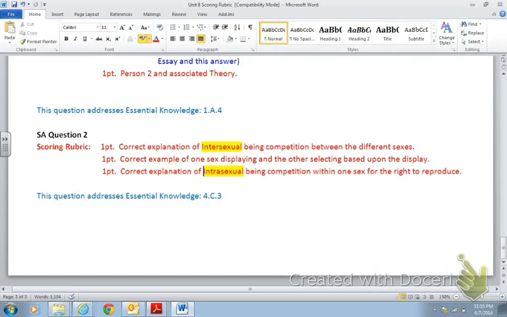Intrasexual, INTRA, think about that A as aggression. So they're fighting. A for aggression. Okay, so maybe that'll help you. INTRA is where they fight. I-N-T-E-R is where they dance or show their feathers. So pause the video, check those out.